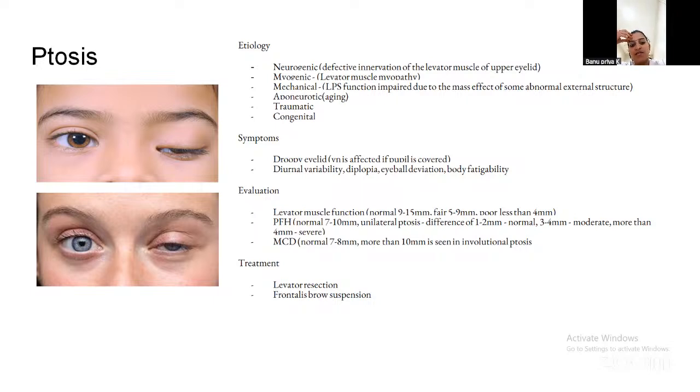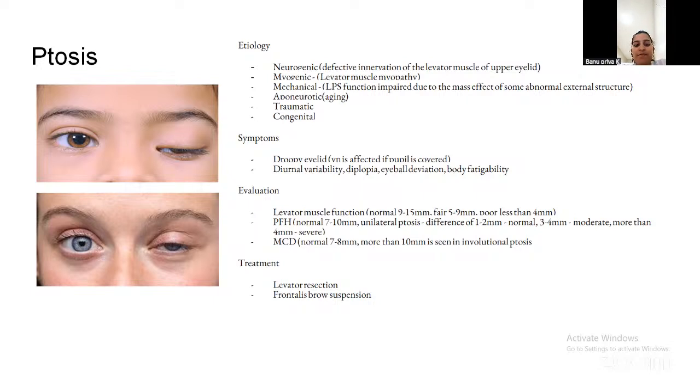Then PFH, palpebral fissure height. Normal palpebral fissure height is 7 to 10 mm. But in case of ptosis, we need to compare. Specifically in unilateral ptosis, we compare the PFH. If the difference is less than 1 or 2 mm, it is okay. 3 to 4 mm means moderate ptosis is present, and more than 4 mm difference is severe ptosis. And MCD, marginal crease distance, is also measured. Normal crease distance would be 7 to 8 mm. More than 10 mm is seen in involutional ptosis. So treatment would be levator resection and frontalis sling surgery.